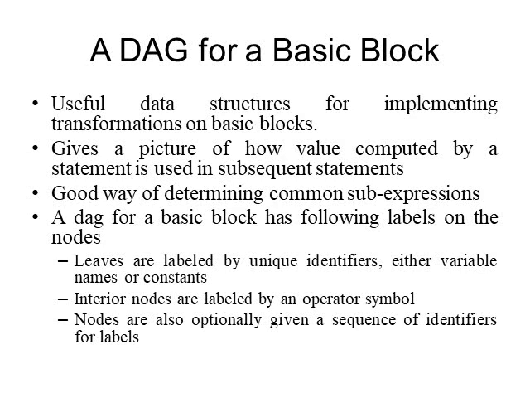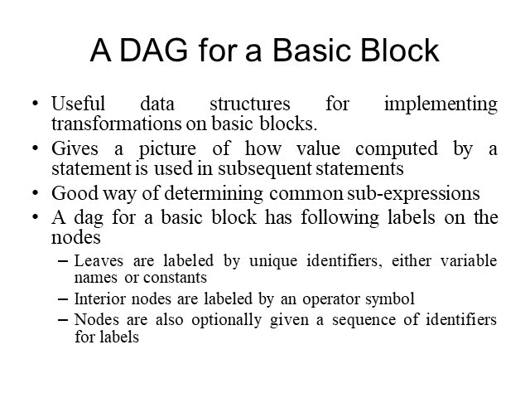One more thing to understand is how we label the different nodes. The leaf nodes of the DAG tree are actually unique identifiers, represented by variable names or constants. Interior nodes are labeled by operator symbols. Suppose I consider the statement A plus B, then the leaf nodes are A and B, and the root node will be plus. So just imagine the tree structure.